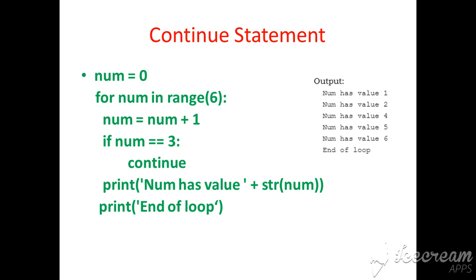Look at the output on the right side. 1, 2, then look, there is no 3 in the output. If the number is equal to 3, then it continues. Continue means it skips that iteration, then again goes back to the loop. So this is the use of the continue statement. The continue statement is used to just skip that looping value, just skip that iteration.